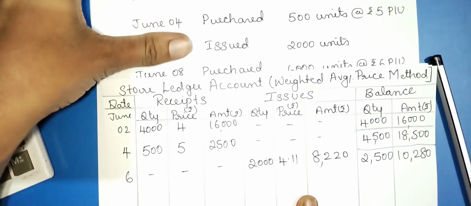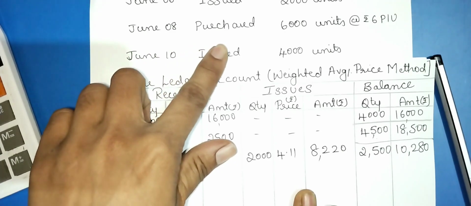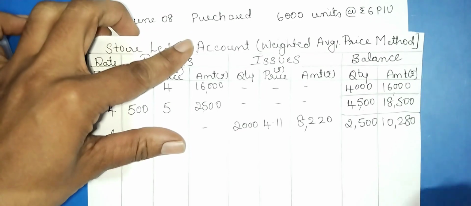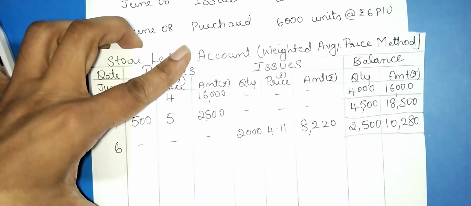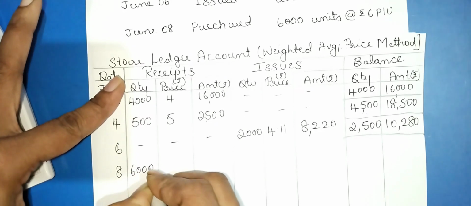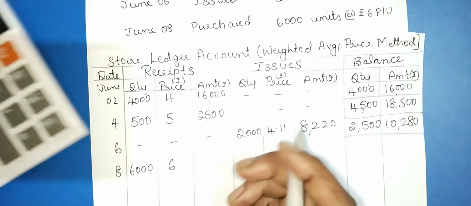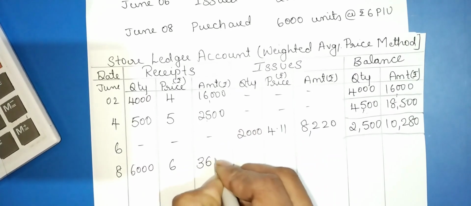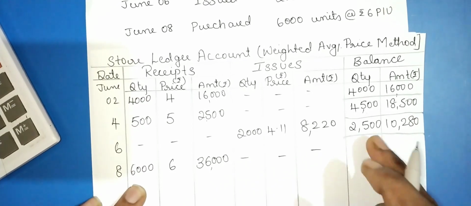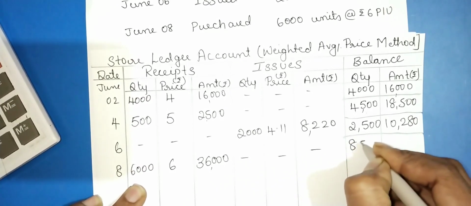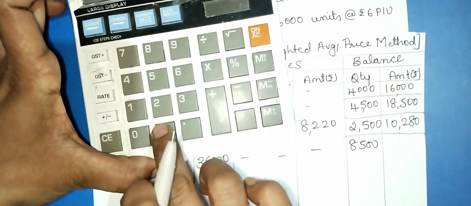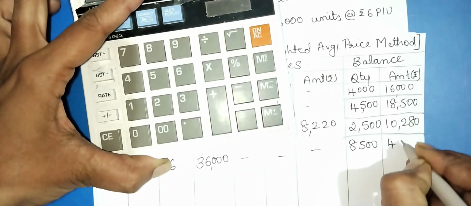Next transaction is on 8th. Purchased 6,000 units at rupees 6 per unit. How many units have we purchased? 6,000. What is the rate per unit? 6 rupees. 6 6s are 36, so 36,000, right? Now add 6,000 plus 2,500, 8,500. 10,280 plus 36,000 is 46,280.